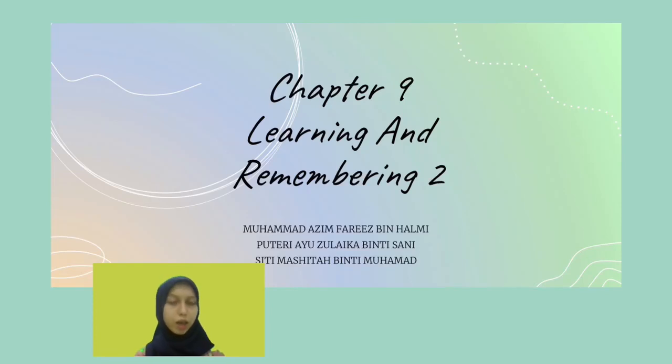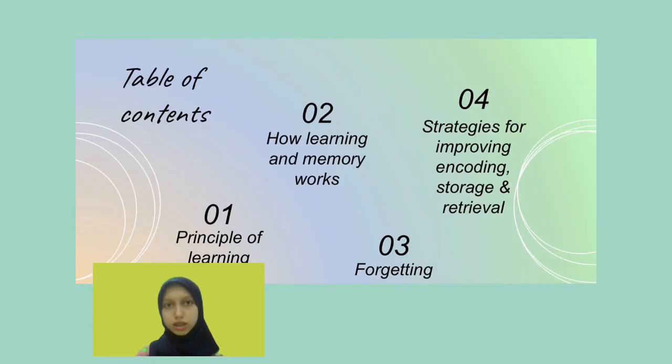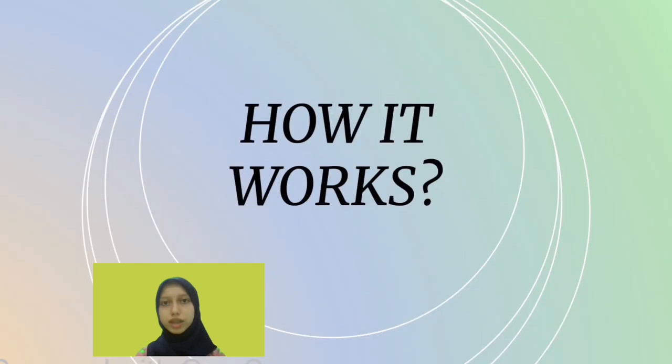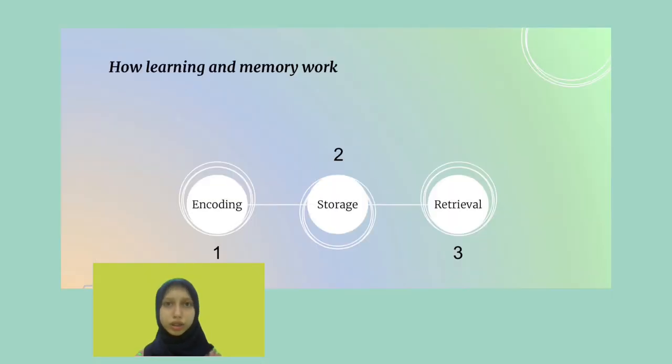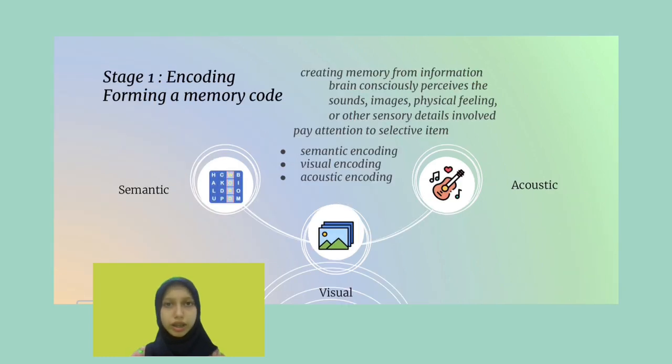So, how does learning and memory work? There are three stages of learning and memory. Firstly, the brain will encode the information, and then the info is stored in our brain. Lastly, we will retrieve the info for usage. Let's start with encoding. Encoding is forming a memory code.